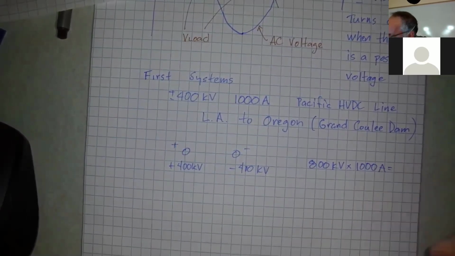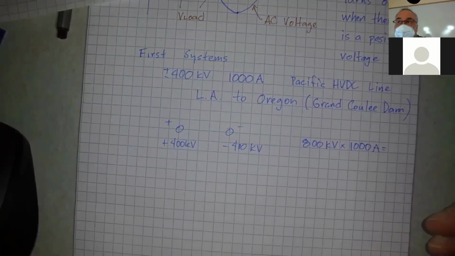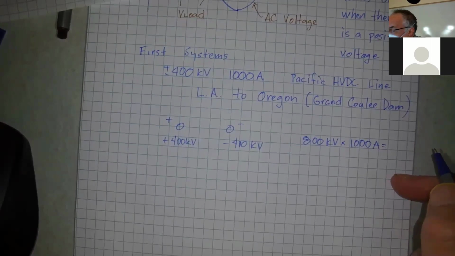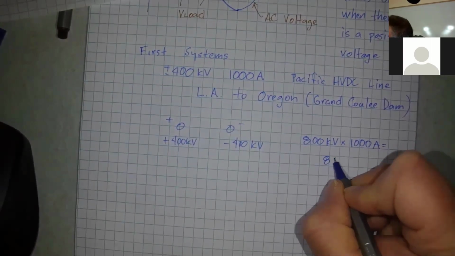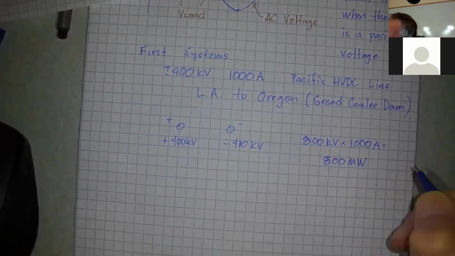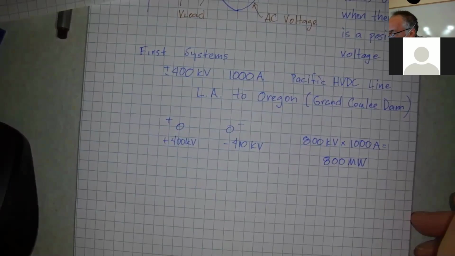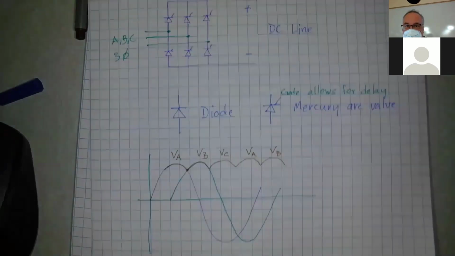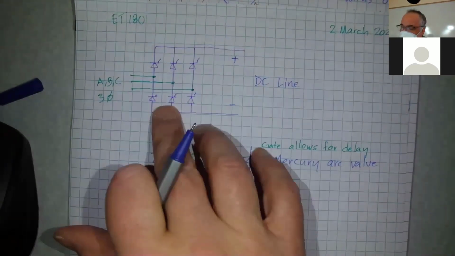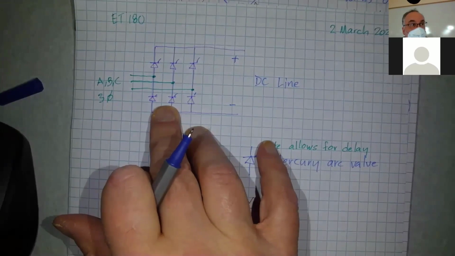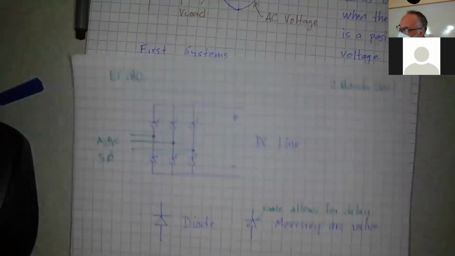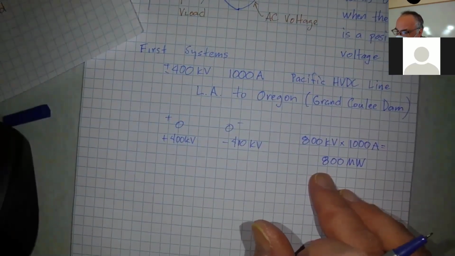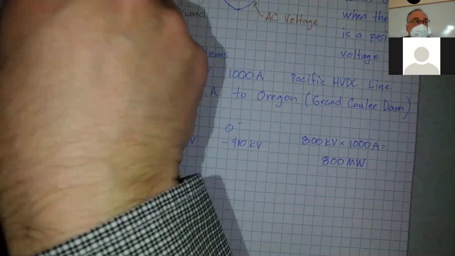So what is that going to equal? 800 megawatts. Okay. So you have these things on both ends. So you've got the converter stations on both ends that you have to pay for. Okay. You convert that AC to DC, and then down in Los Angeles, they convert it back.